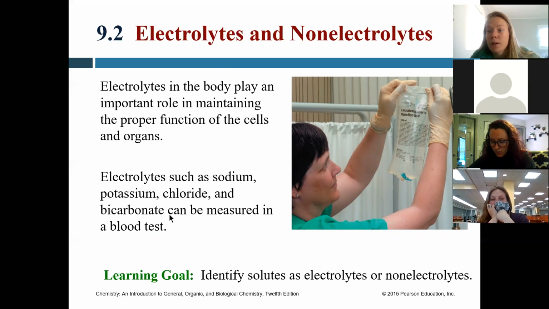These are all charged particles. So when I say sodium, I don't mean Na. I mean Na with a plus charge, right? That makes it the electrolyte solution. We need these things. If our electrolytes run low, things get kind of funky, right?